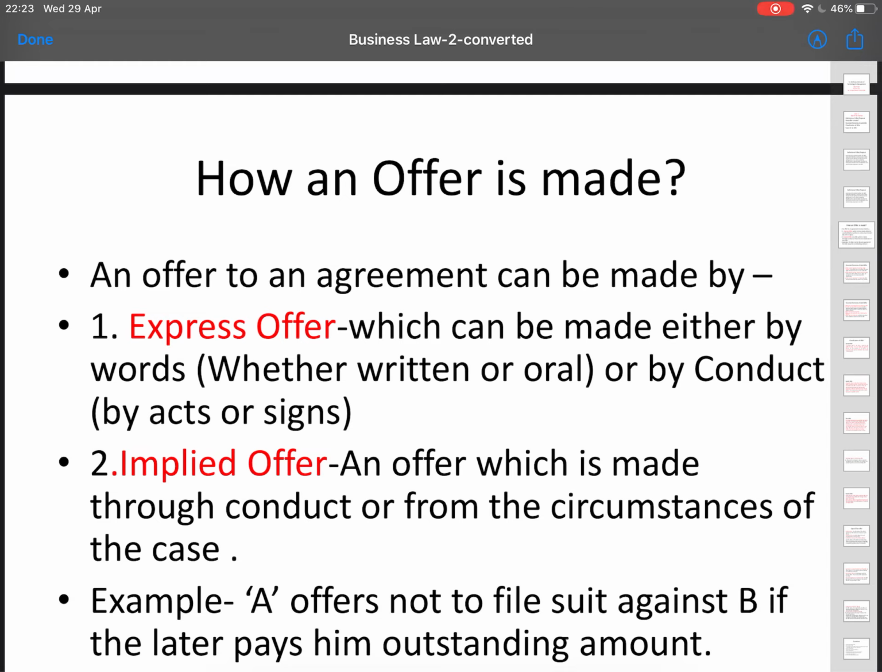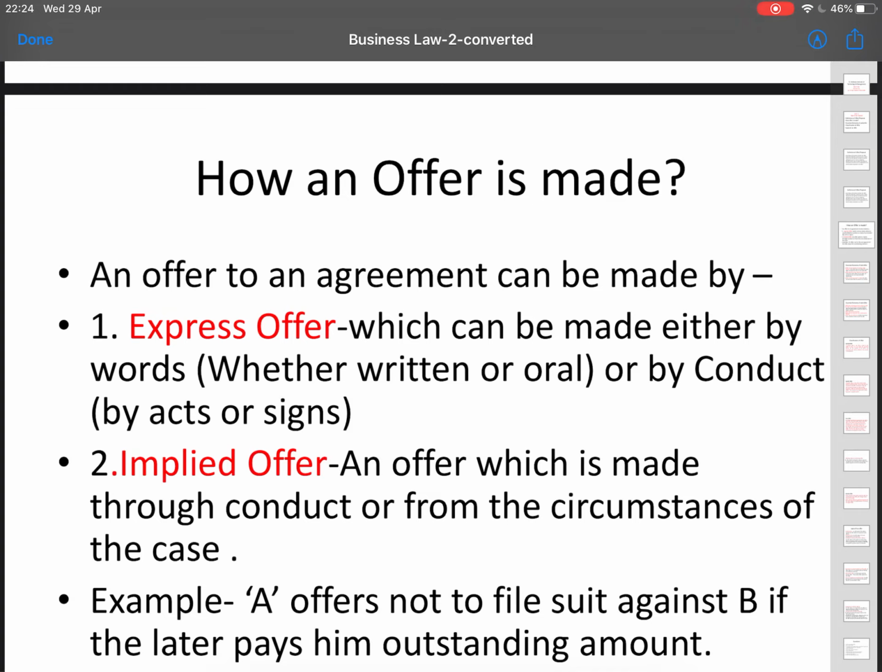Now, the second example is A proposes over telephone to sell a house to B at a certain price, and B replies on telephone and agrees to that offer for that particular amount. This is an oral offer, which is made by telephone.